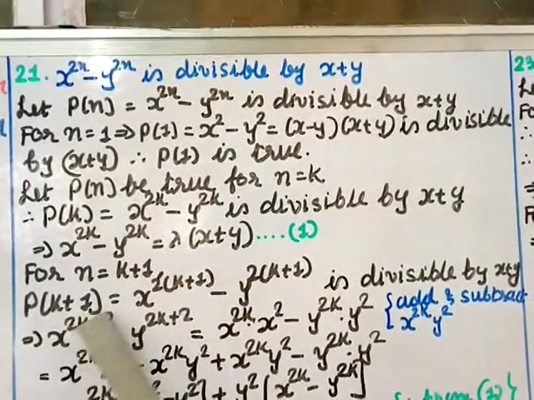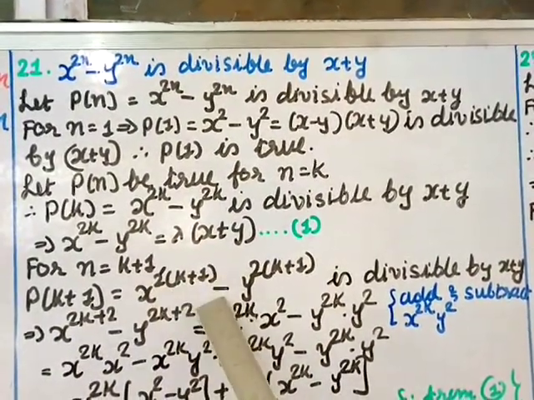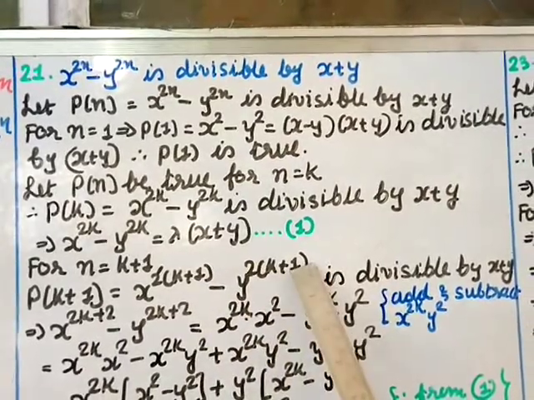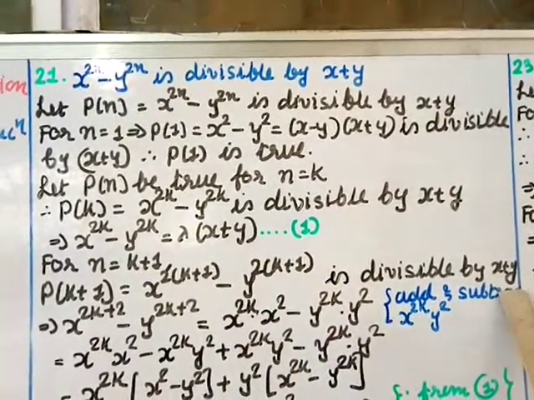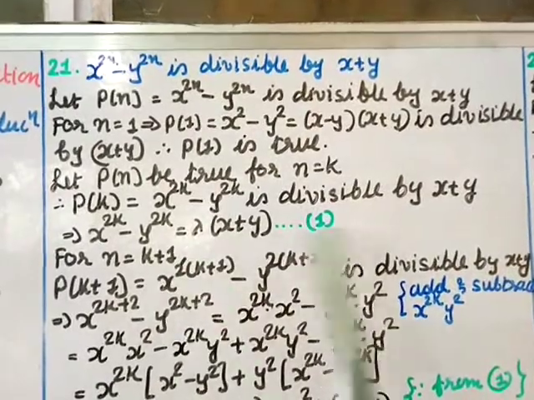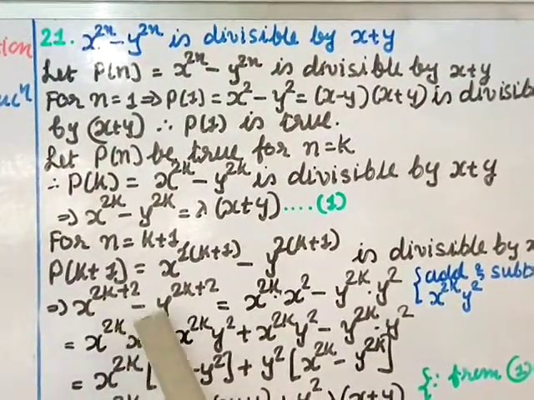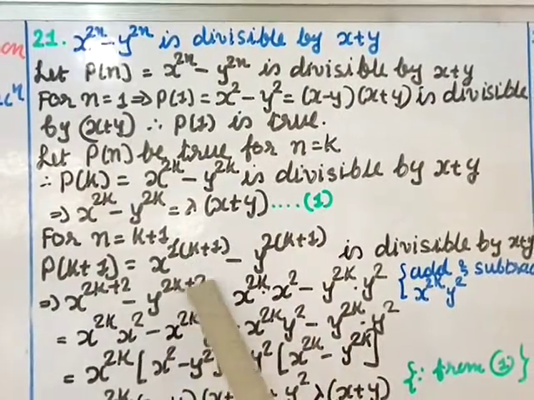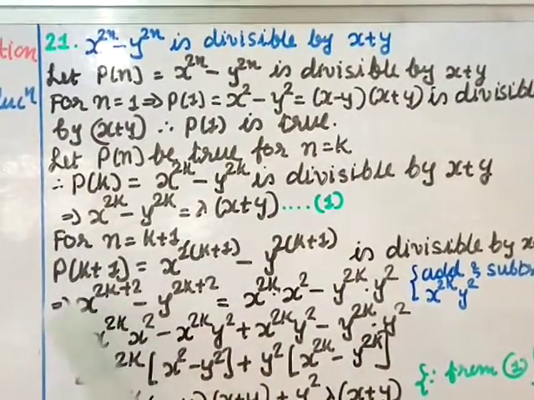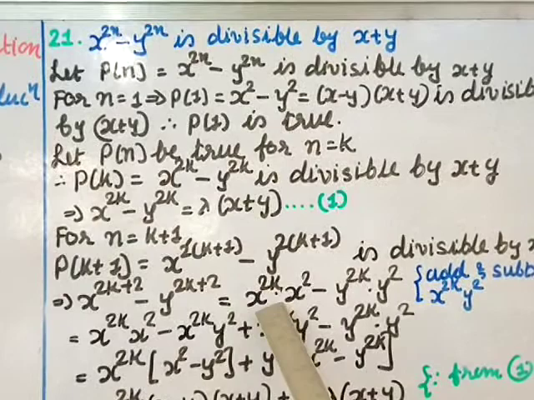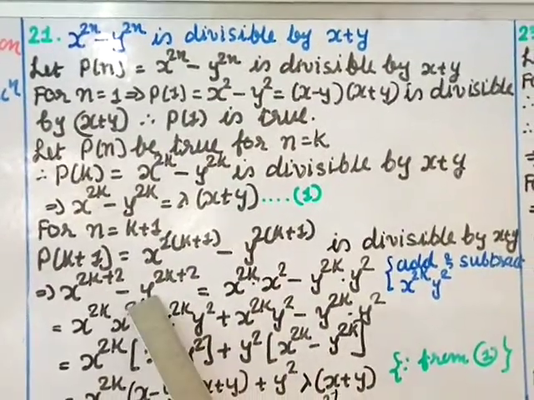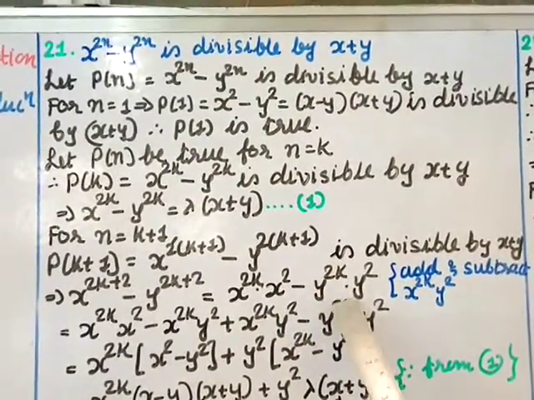So Pk+1 is: x power 2k+1 minus y power 2k+1 is divisible by x plus y. This can be written as, multiply 2 inside, x power 2k+2 minus y power 2k+2, equal to, this can be separated as x power 2k into x square, minus this also can be separated, y power 2k into y square.